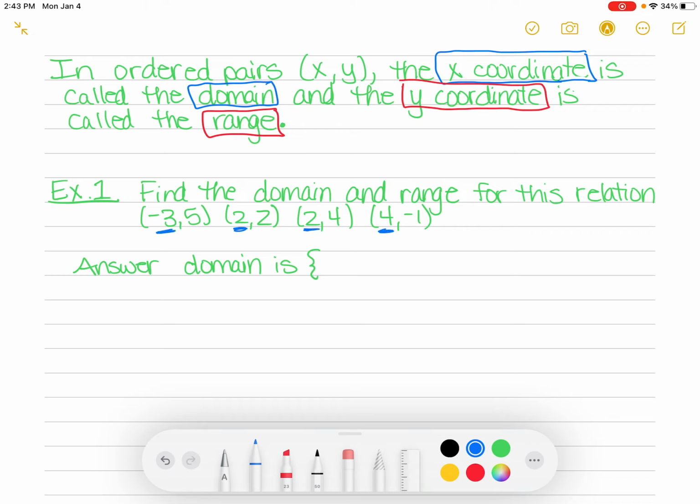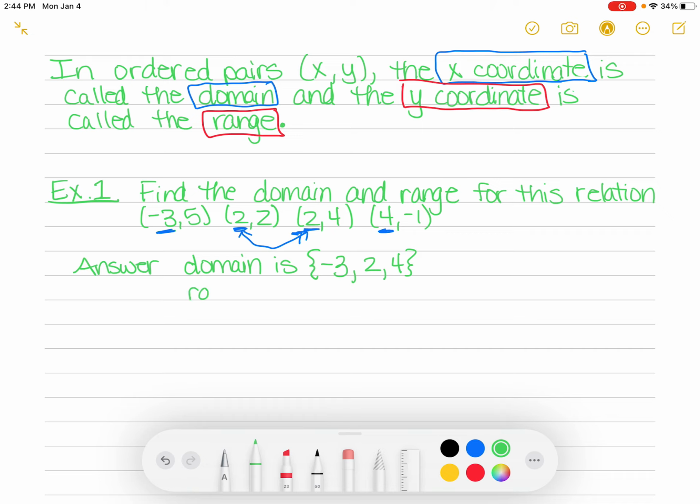Now notice that 2 is on here twice. So when I write it down here, I'm only going to write it once. I'm going to say -3, 2, and 4. That's my domain. You only have to write the 2 once because it doesn't matter how many times. It just wants to know if 2 is part of the domain.